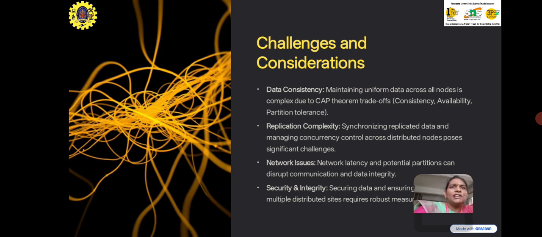Next are the challenges of distributed databases. Data consistency across the nodes is tough because of the CAP theorem. Replication adds complexity, network issues can cause delays, and security across multiple sites must be rock solid. So these are the challenges.